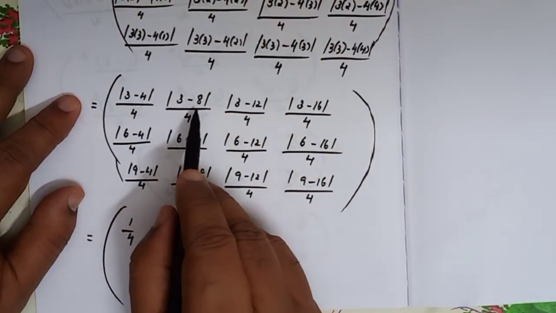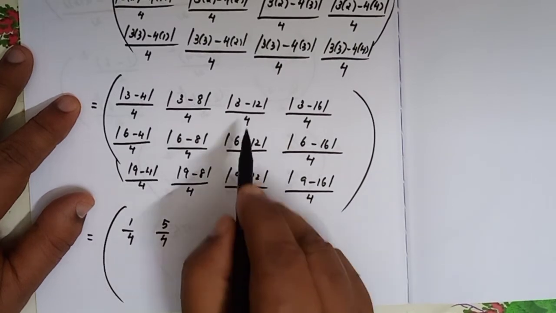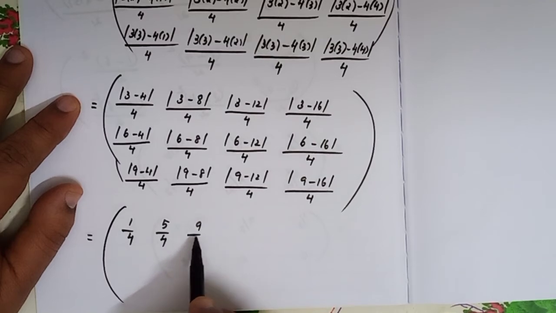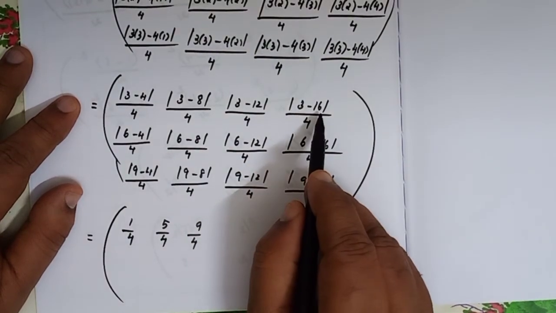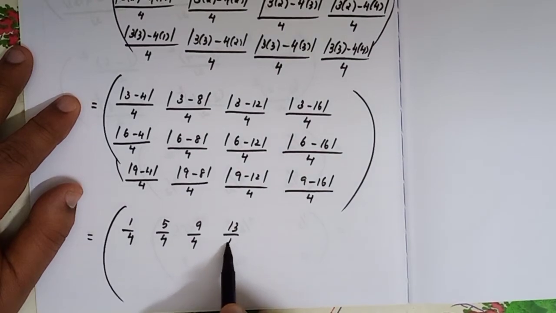Like that, 3 minus 8 is minus 5. Minus 5 modulus is plus 5 divided by 4. 3 minus 12 is equal to minus 9. Minus 9 modulus is plus 9 divided by 4. 3 minus 16 is equal to minus 13. Minus 13 modulus is plus 13 divided by 4.